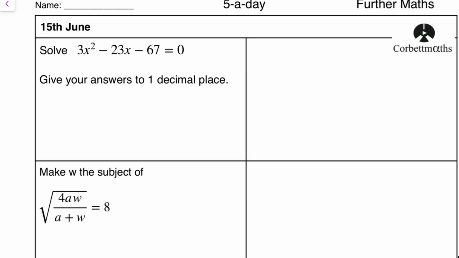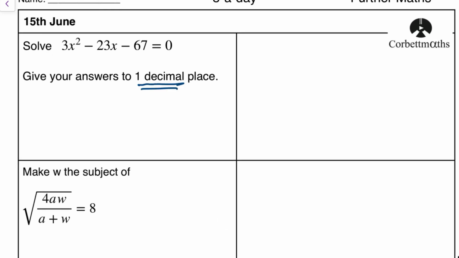Let's just go straight to the first question. So the first question says solve. Now normally at this stage I would say let's factorise, but the fact it says one decimal place tells me it does not factorise. So quadratic formula, so a equals 3, b equals minus 23, and c equals minus 67. This is not going to be neat, is it?